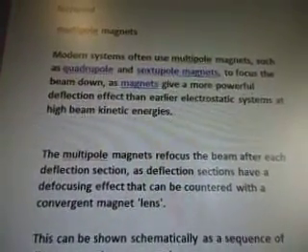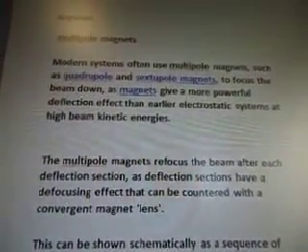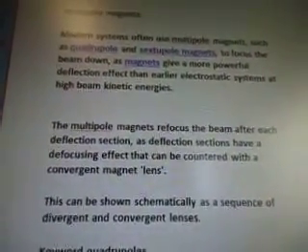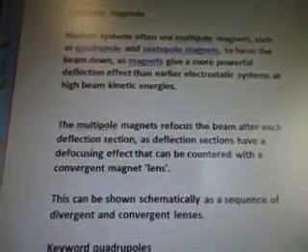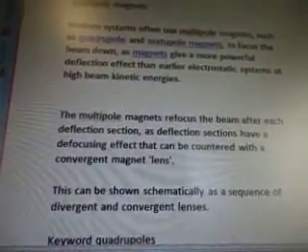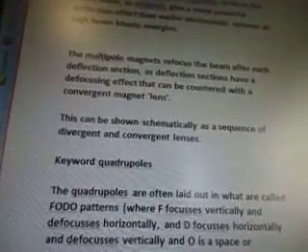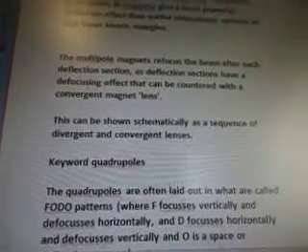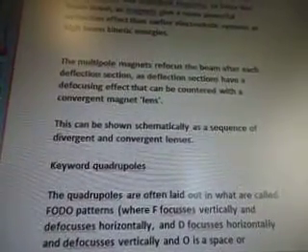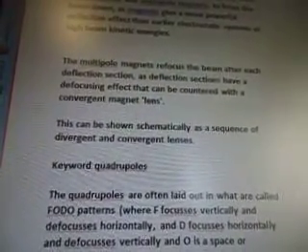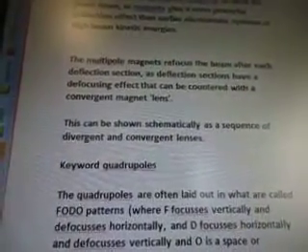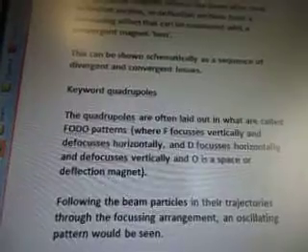Modern systems often use multiple magnets, such as quadrupole and sextupole magnets, to focus the beam down, as magnets give a more powerful deflection effect than earlier electrostatic systems at high beam kinetic energies. The multiple magnets refocus the beam after each deflection section, as deflection sections have a defocusing effect that can be countered with a convergent magnet lens. This can be shown schematically as a sequence of divergent and convergent lenses.